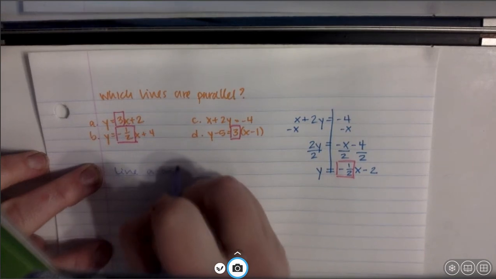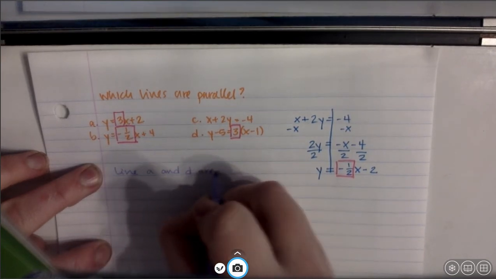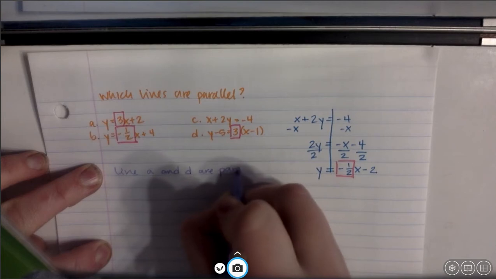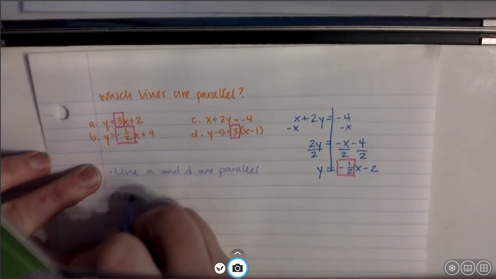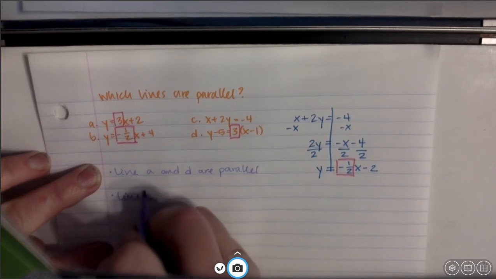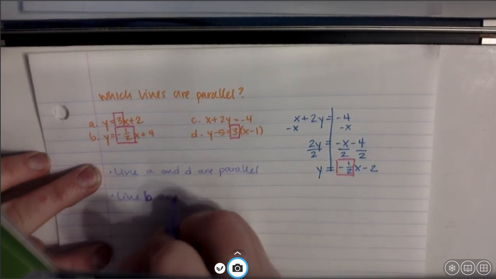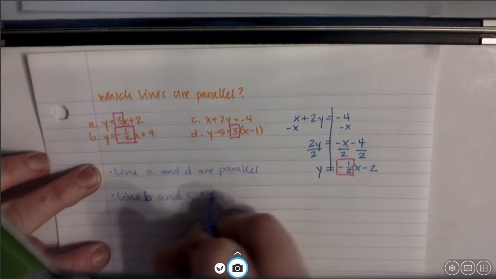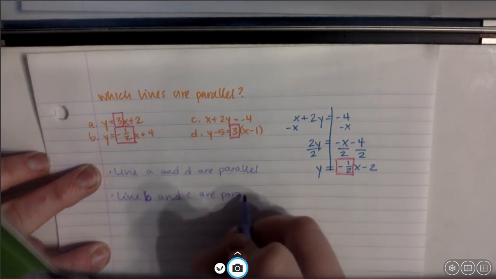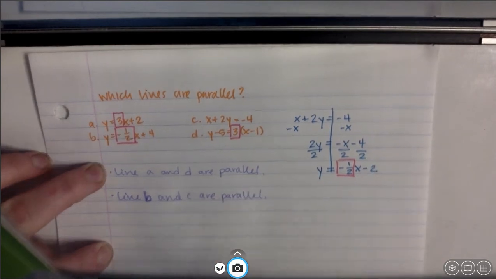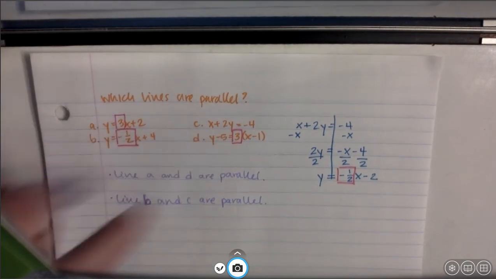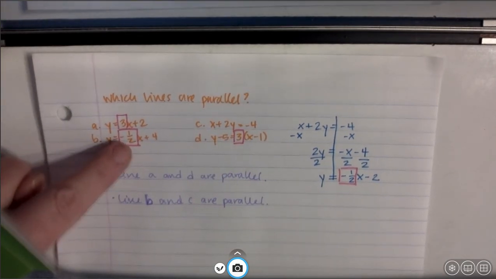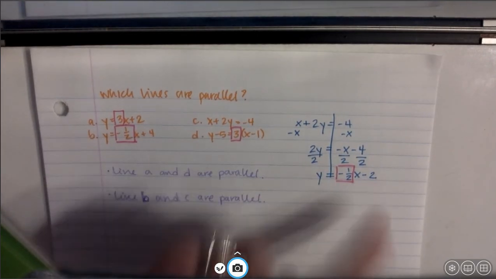So if I look at these, I can now identify my parallel lines, and I would say line A and D are parallel. And I could also say line B and C are parallel. Just trying to keep it in alphabetical order when I write that one. There we go. And so now I can say which ones are parallel because they have the same slope but different y-intercepts. Same slope but different y-intercepts.